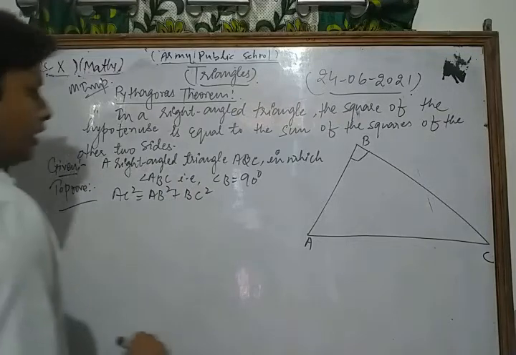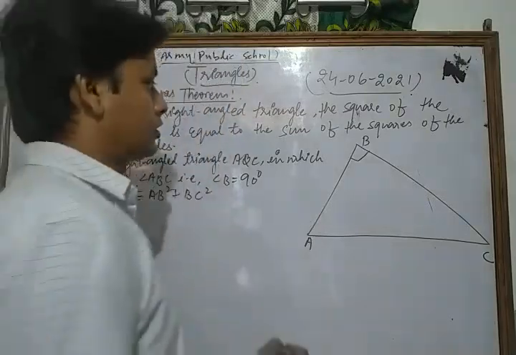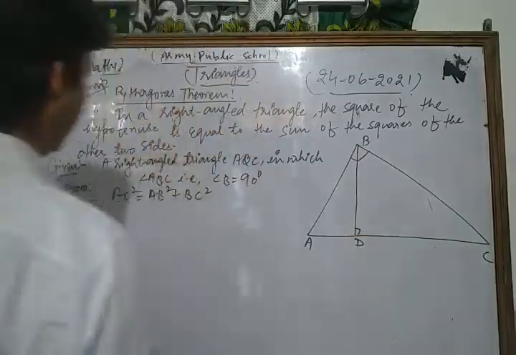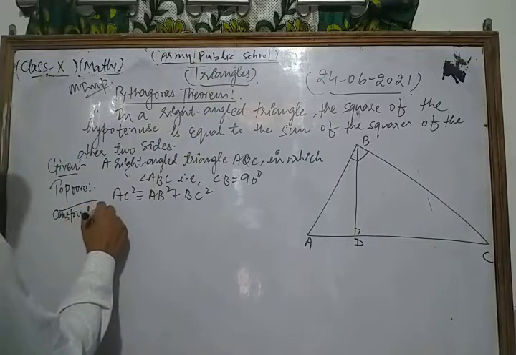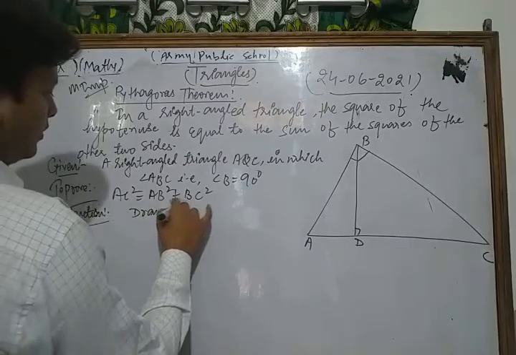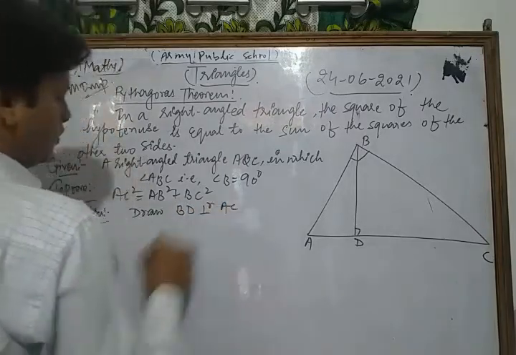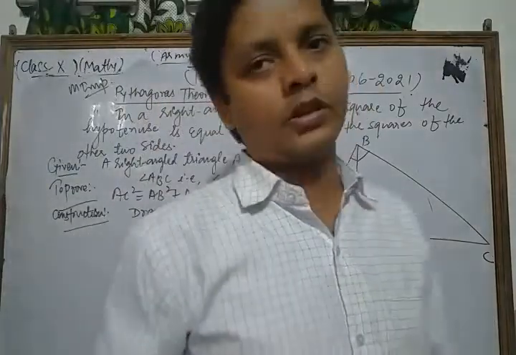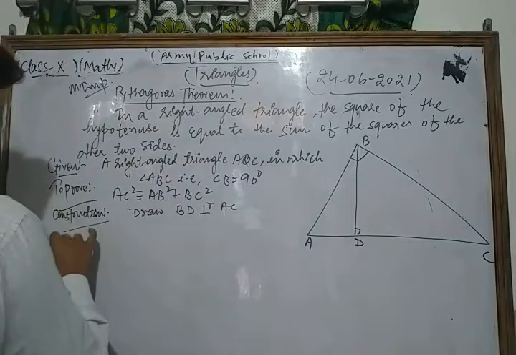Now for proving this theorem we have to do some construction, and the construction is: draw BD perpendicular to AC. This is the construction. Now let's see, we write its proof.